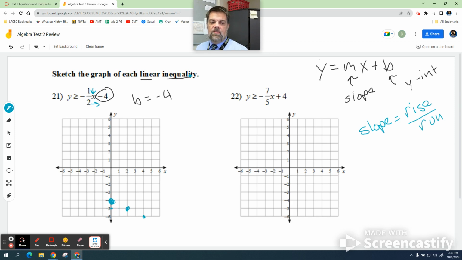And then you go in the opposite direction. Up 1 over 2. Up 1 over 2. And if you notice, it draws a line. Now, don't draw a line.